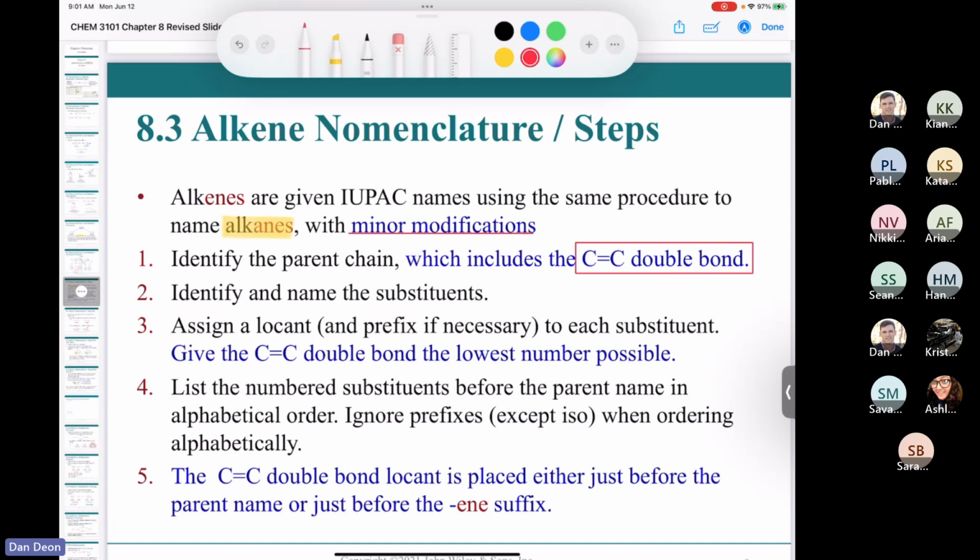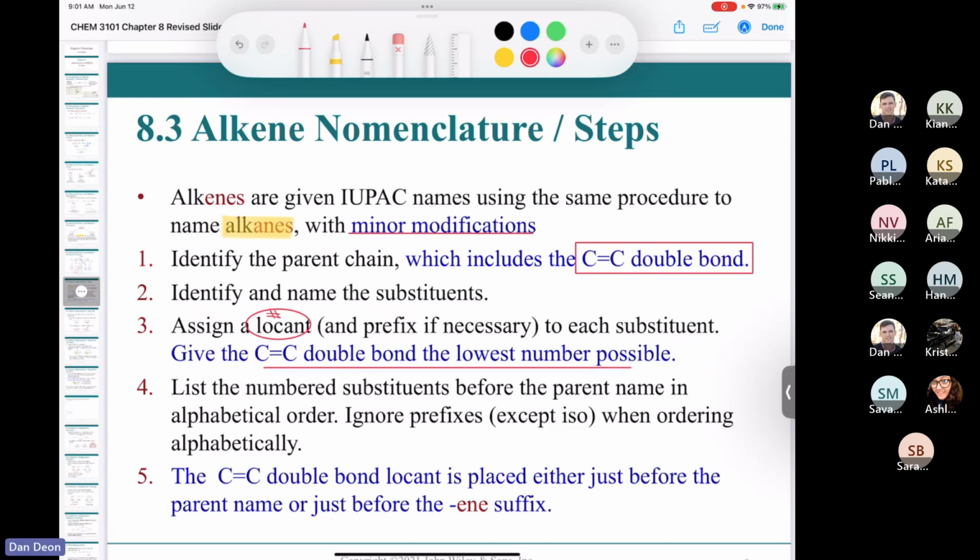Then you're going to identify and name the substituents. Those are methyl, ethyl, propyl, isopropyl, butyl, tert-butyl, sec-butyl, isobutyl, chloro, fluoro, bromo, iodo. I think those are the only substituents we looked at in this class. Then you're going to provide a locant. And remember, a locant is just a fancy word for a number, and a prefix, di, tri, whatever, to each substituent. And you're going to give the carbon-carbon double bond the lowest number possible. I'll show you an example of that once we look at some practice problems here.